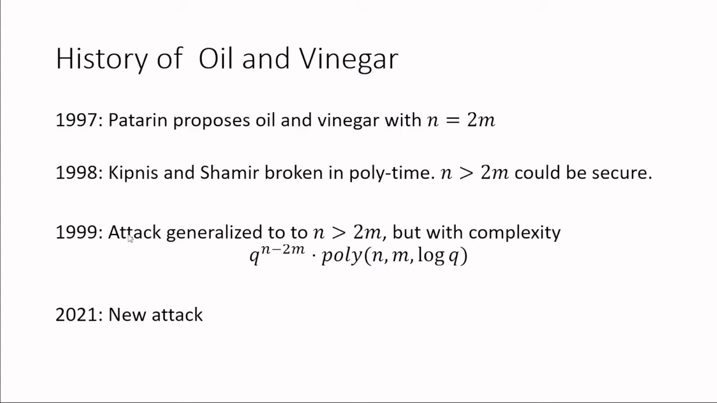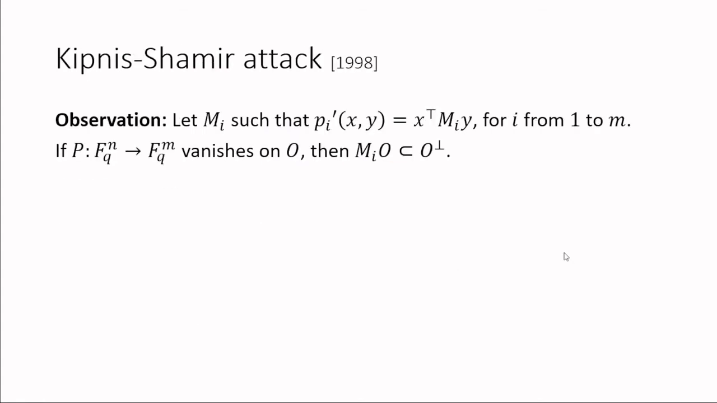And then a year later, this attack was generalized to the case where n is larger than 2m. But now the attack has a complexity which is q to the n minus 2m times something polynomial. Right, so the attack really becomes inefficient very quickly once n starts to grow beyond 2m. And this is today, before this new attack, still the best attack. So how does this Kipnis-Shamir attack work?